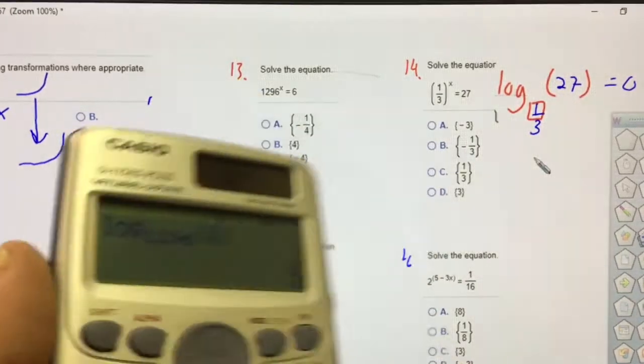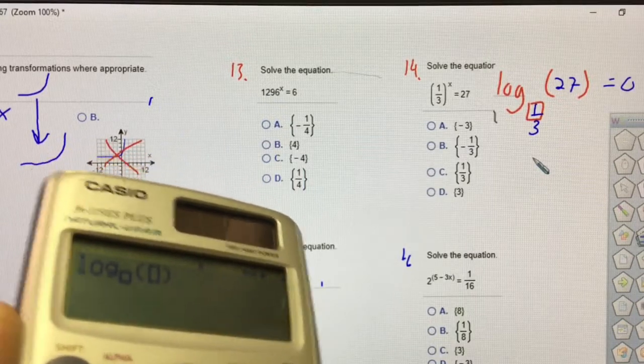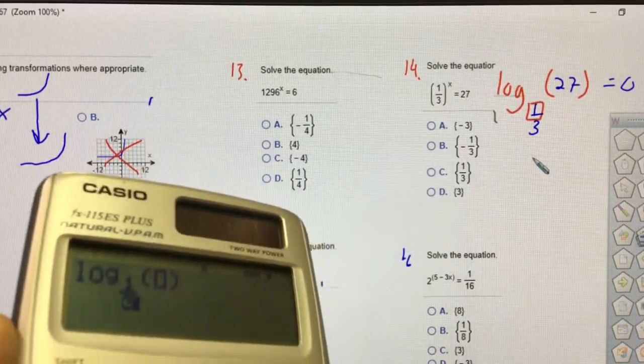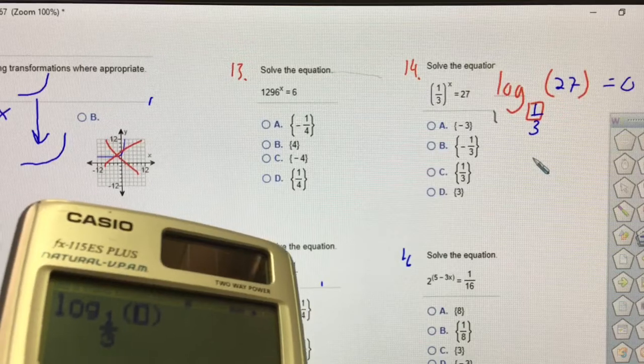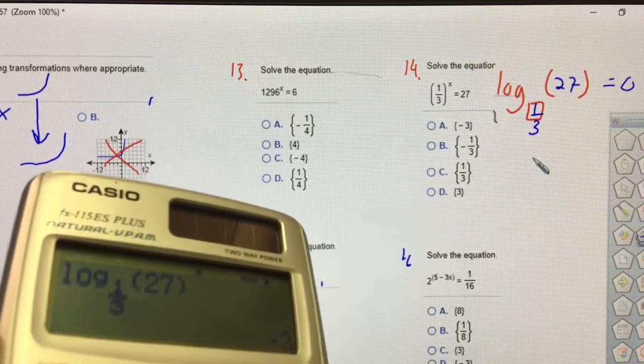So I'm just going to type that in again, using that same button. I'm going to hit the log base button. It's going to be a base of 1/3. Notice I use the box over box down there. Right arrow, I have to right arrow again to get it up in there, of 27. When I type that in, it gives me a nice answer of -3.